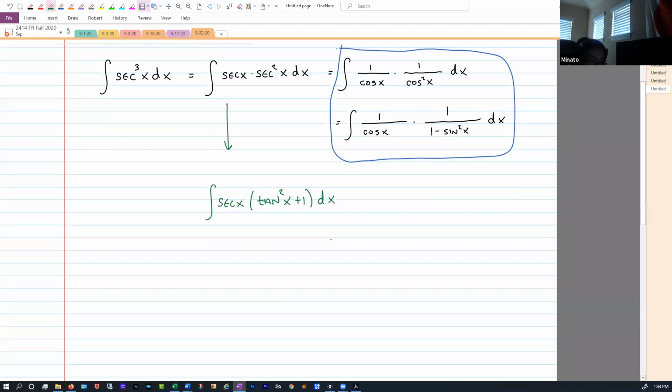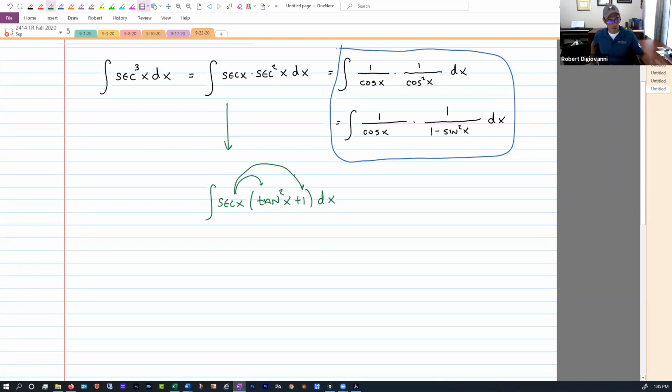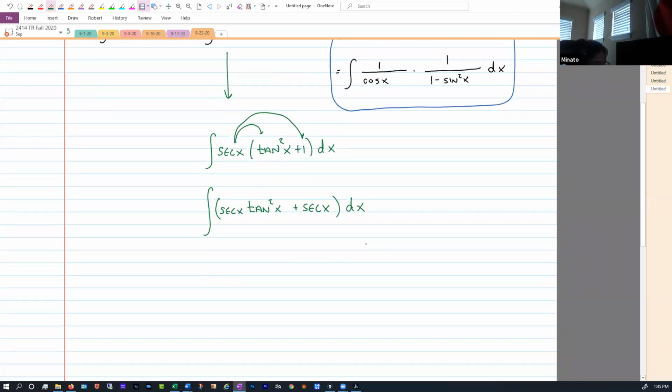What if we distributed the secant x? Like this. Yes, and that's legal, right? Let's do that. Secant x tangent squared x plus secant x dx. And then what, Minato? What if we... no. Why no? I was going to say pull off a tangent, but then we'd be left with this jumble of tangent times tangent plus secant x. I was going to take the tangent plus the secant and try to do something with that.